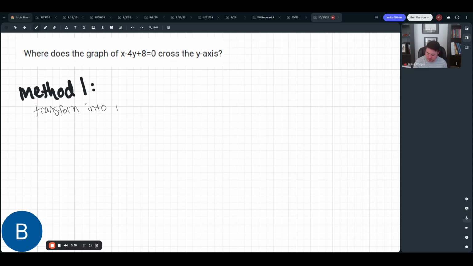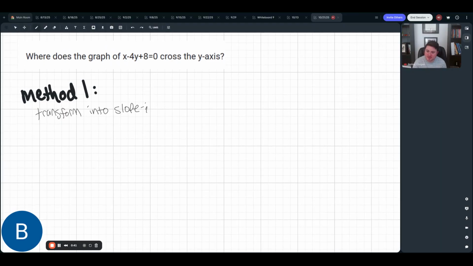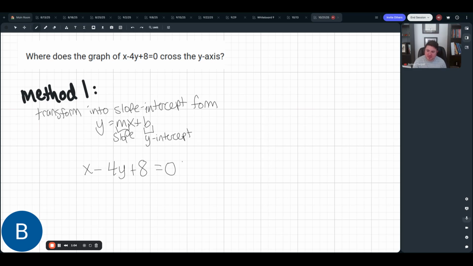So transform into slope-intercept form. And that is y equals mx plus b, where m represents the slope and b represents the y-intercept. So we're given x minus 4y plus 8 equals 0. So to get this into slope-intercept form, we basically just want to get y by itself. So what I'm going to do is get rid of all the other stuff that is surrounding y.